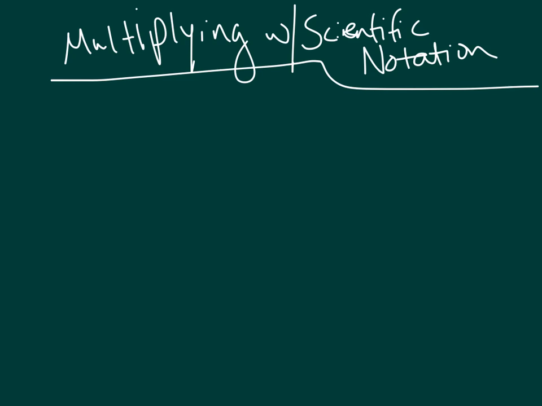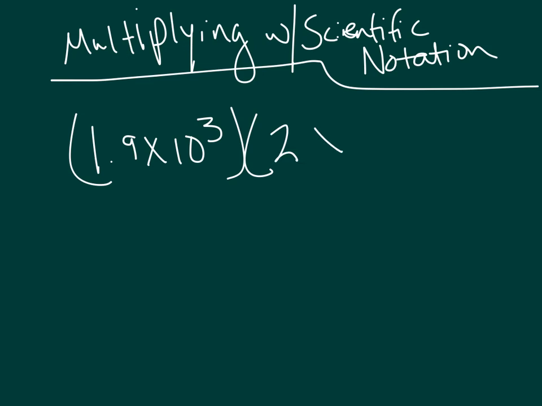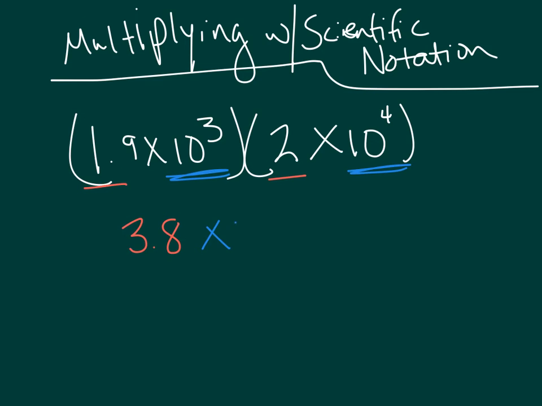You can use this property to multiply with scientific notation. If you had a problem like 1.9 times 10 to the third times 2 times 10 to the fourth, again, we can just multiply things that are similar. So 1.9 times 2 is going to give us a 3.8. And the 10 to the third and the 10 to the fourth will give us a 10 to the seventh.